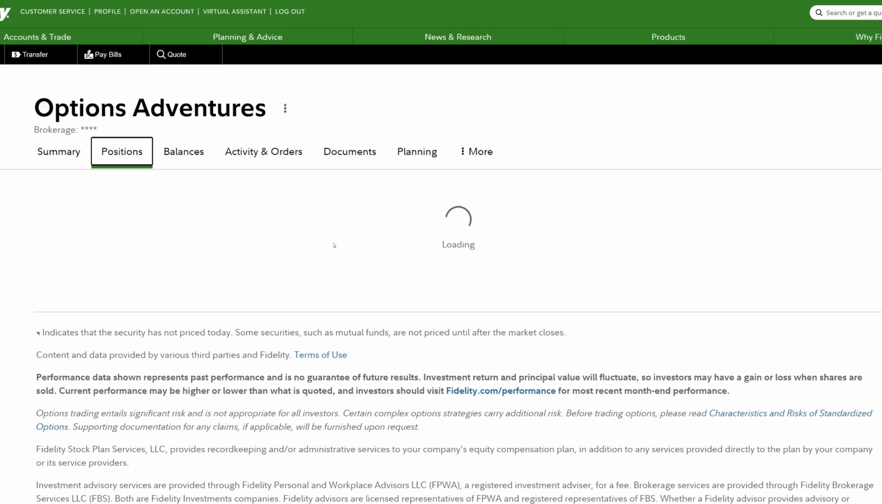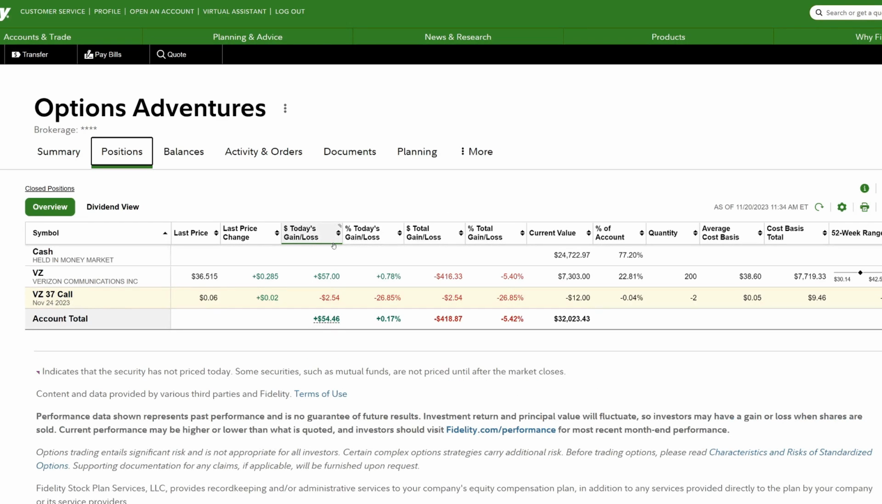Now, what could happen, guys, is there are actually 4 outcomes with this covered call. It could expire worthless. What that means is that as long as Verizon stays below $37 by the 24th of November, we get to keep our 200 shares of Verizon, and we also get to keep the $9 or $10 that we collected in premium. So that's the first thing that could happen.